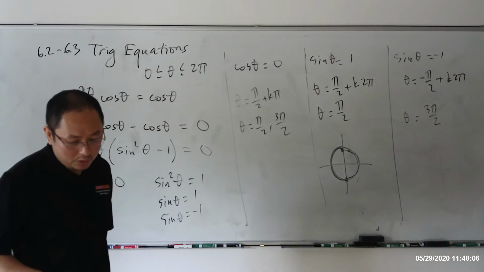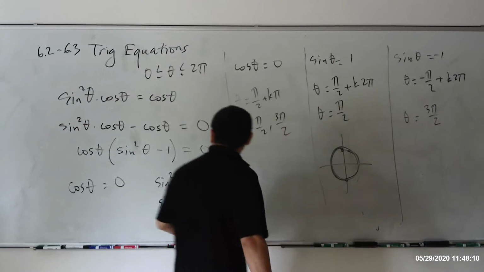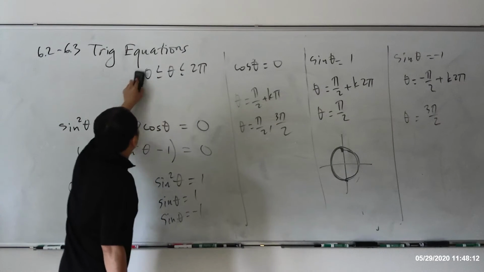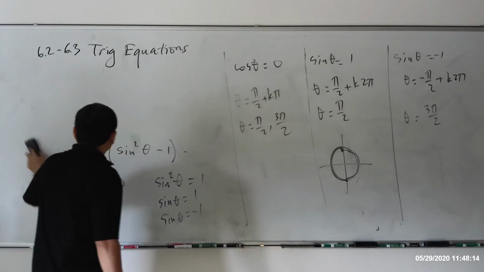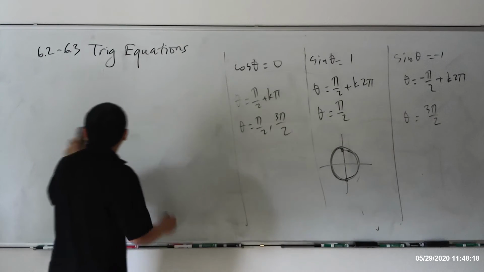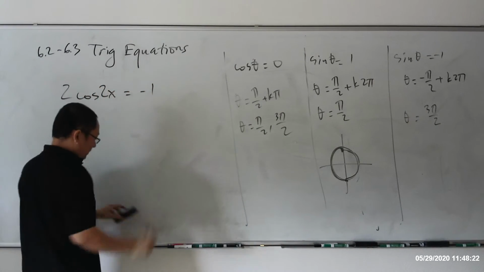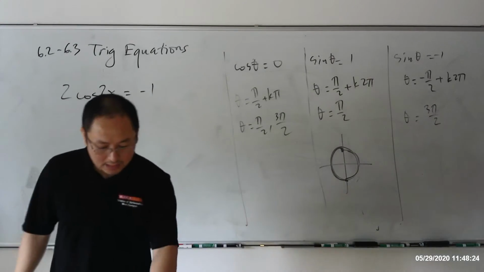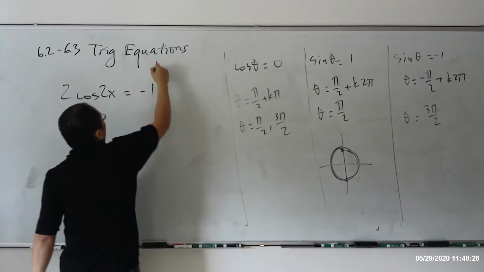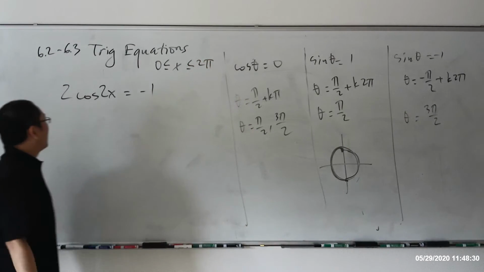All right, 2 cosine of 2x equal to -1. Now we don't just work with a single angle anymore. You may have a double angle. Two cosine of 2x equal to -1. And x is, again, they just put it from 0 to 2 pi as standard. Alright? So how do you solve it?